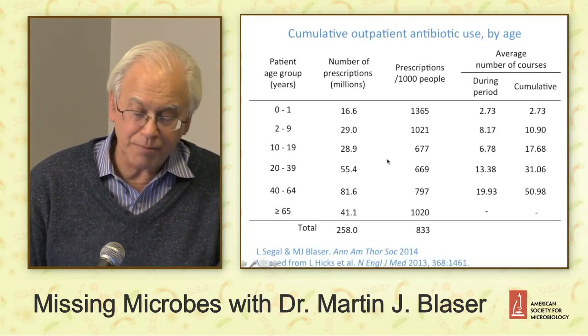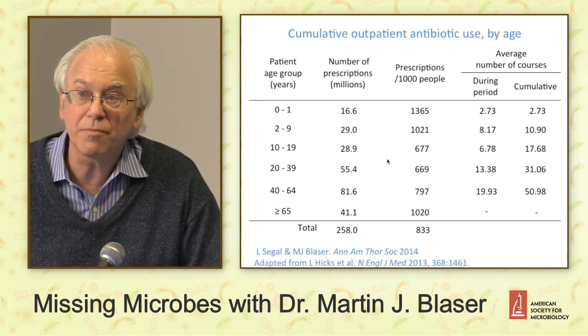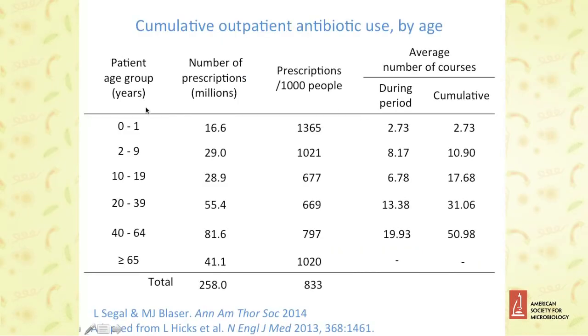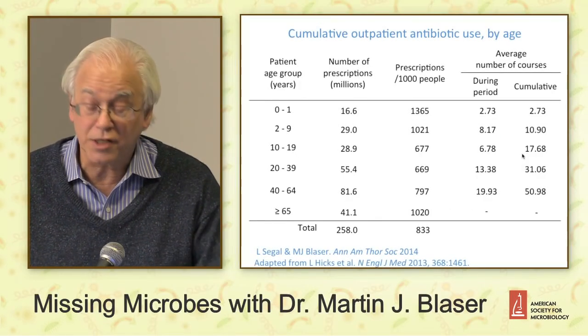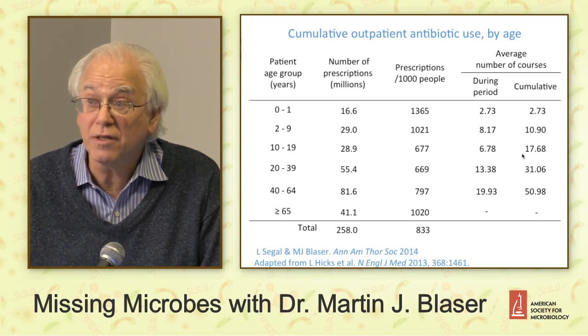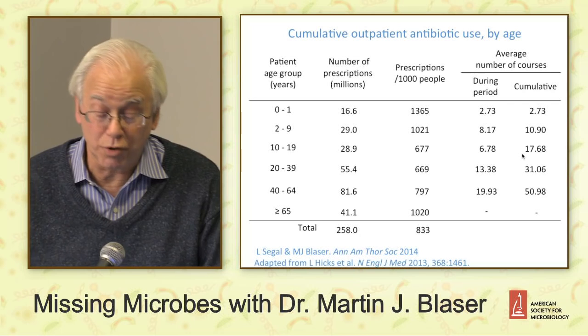And because of the stability of use, one can estimate the total exposure. And the estimates suggest that in the first 2 years of life, the average child in the US has received nearly 3 courses of antibiotics. And by the time they're 10, 10 courses. And by the time they're 20, 17 courses. These are big numbers, but they're consistent with many other studies, albeit those were on a smaller scale, showing this. The data from 2011 look about the same, except slightly worse.